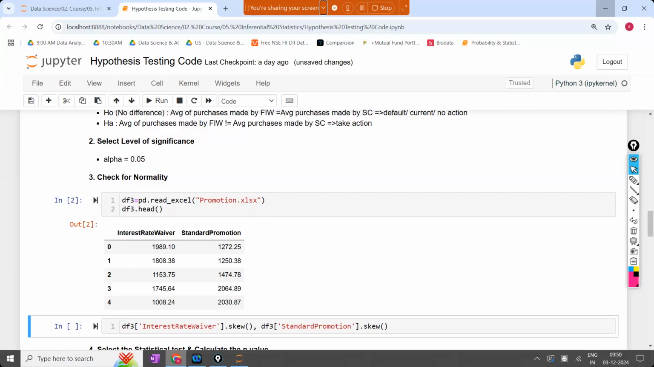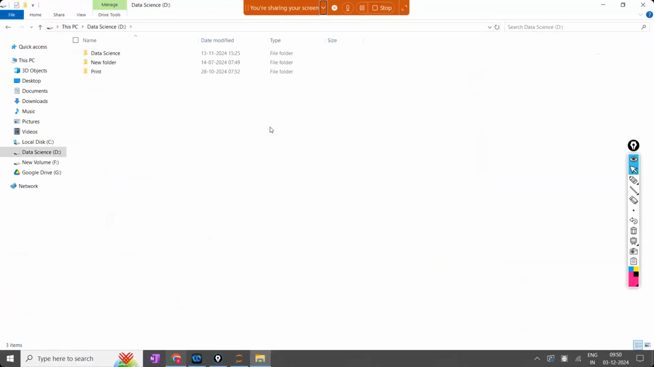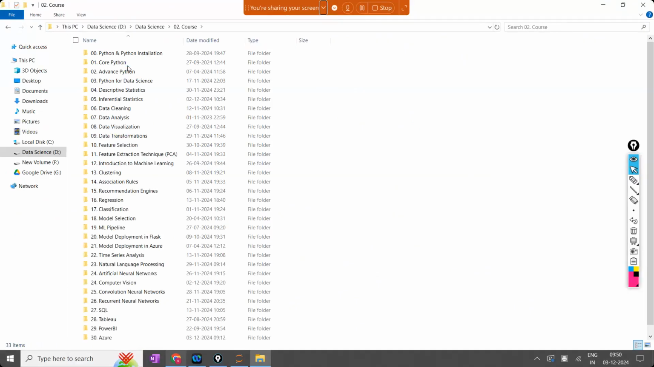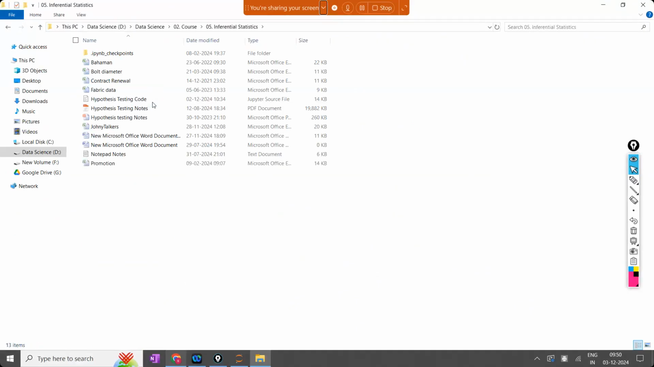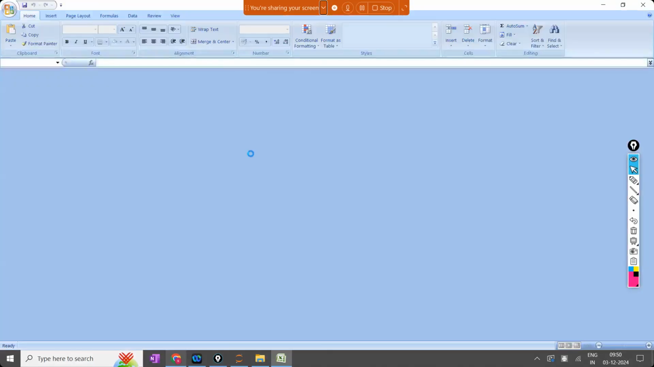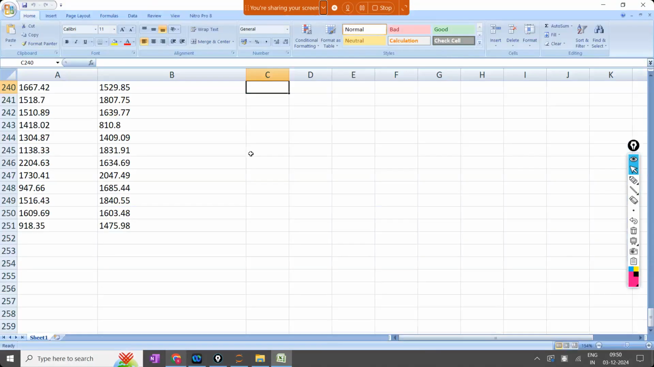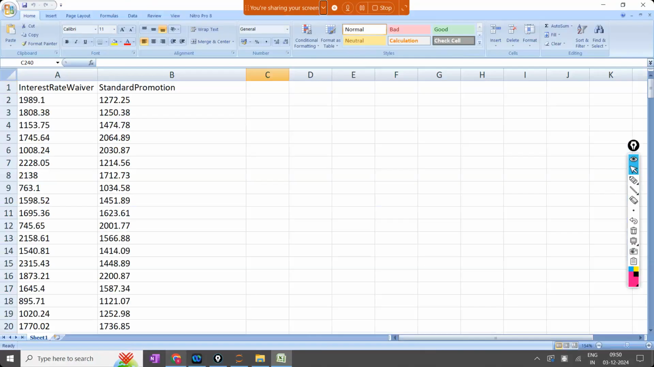So this is your data. Full interest rate waiver and standard promotion. 250 people are given the new offer. 250 people are given the old offer. The people with the old offer, they'll make some kind of purchases. When you have given the new offer, they'll make the purchases.